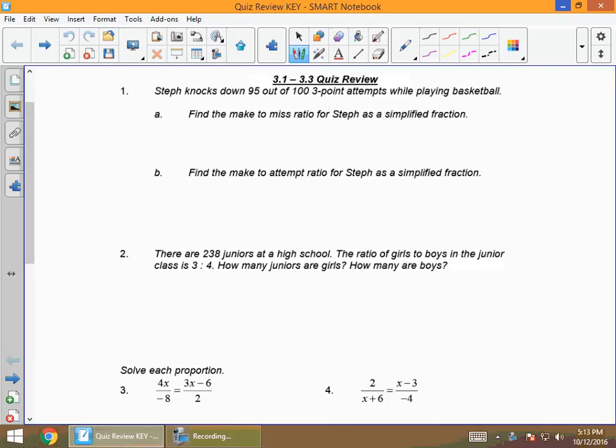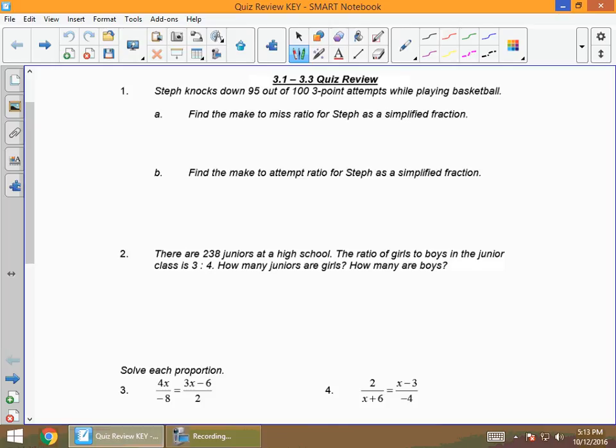Don't forget that this quiz will be given on Friday, but the grade will not go in until the quarter two grading period. It will be the first grade of your quarter two grading period. So let's take a look at the questions that we're going to need to know.